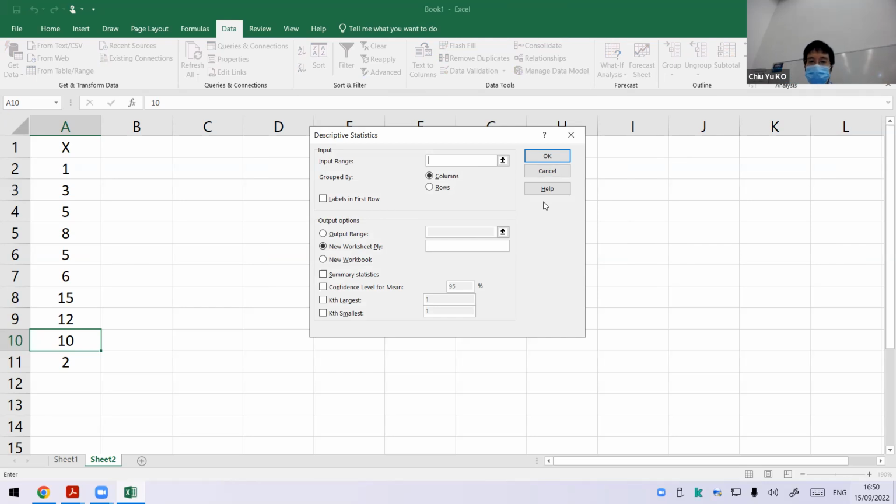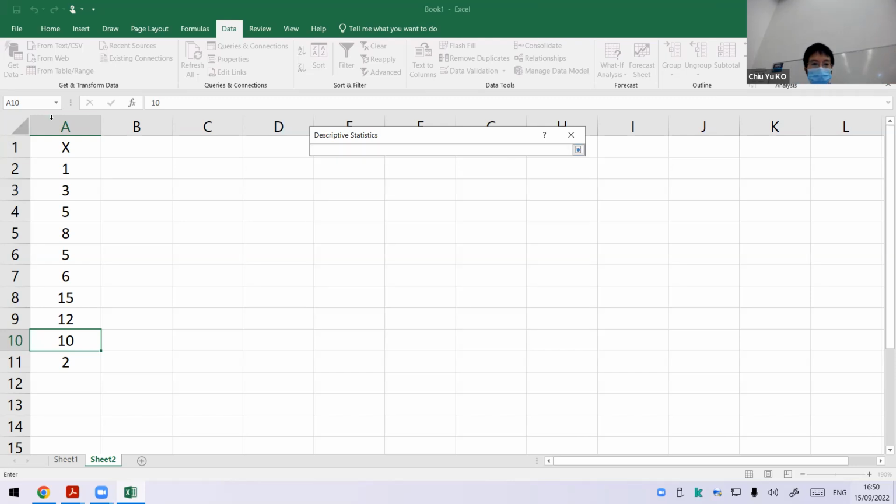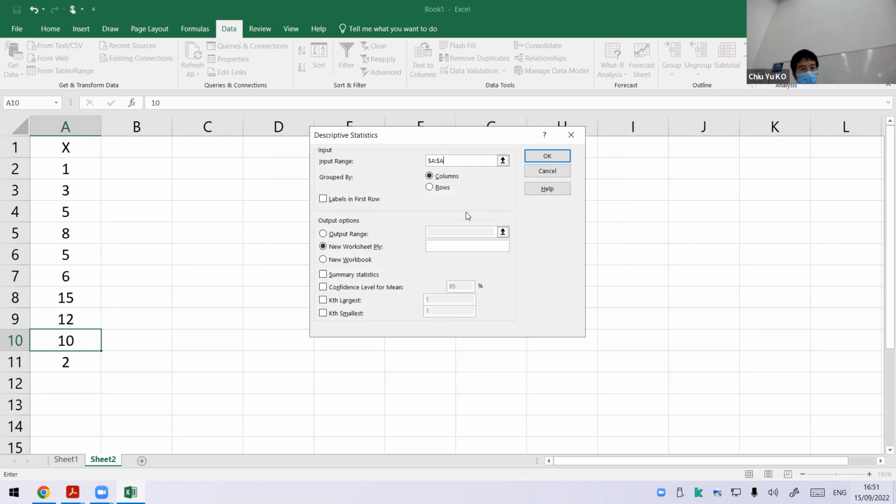So let's make our life easy. What we're going to do is we need to tell it what the input of the data is. Here the data is by column. So I click this one, I click the whole column, and I only have one column. The data is by column, so it is column.